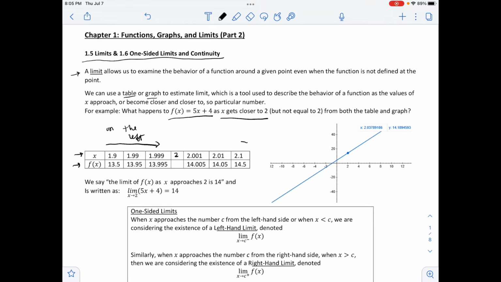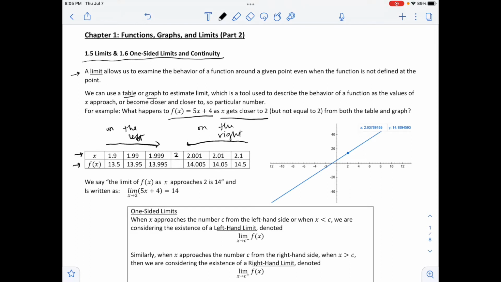Likewise, we can approach 2 on that right side, and these are values that are a little bit bigger than 2. So I started this at 2.1. To get even closer, we say 2.01. To get even closer than that, we say 2.001. You did not have to use these specific values. You could have used something different, like 2.1 and then 2.015.